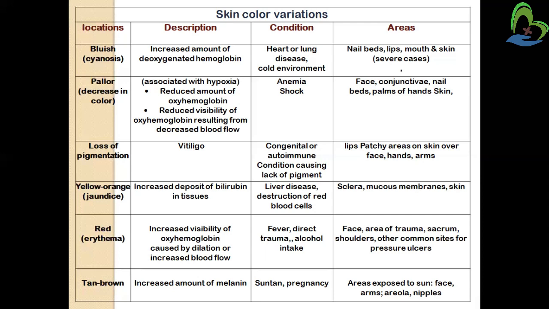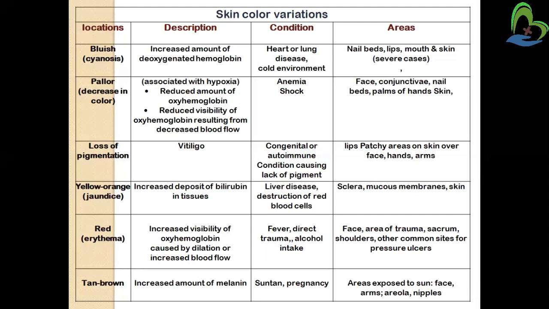The third one is loss of pigmentation, which is also called vitiligo. It can be a hereditary condition and it also happens as a congenital or autoimmune condition causing lack of pigment. And the areas of observation are lips, patchy areas on skin over face, hands and arms.